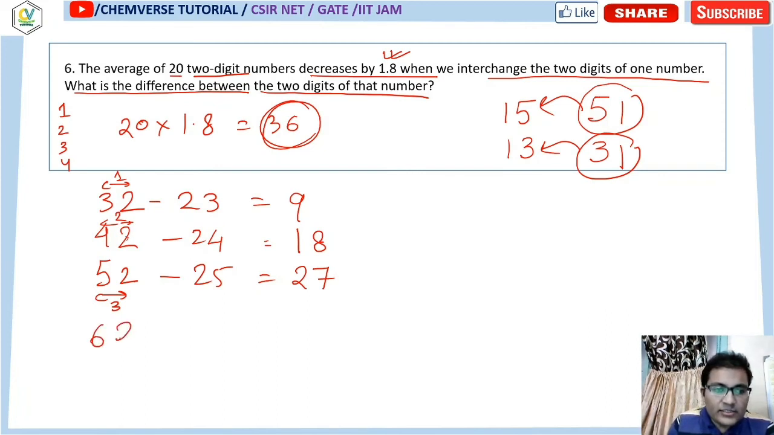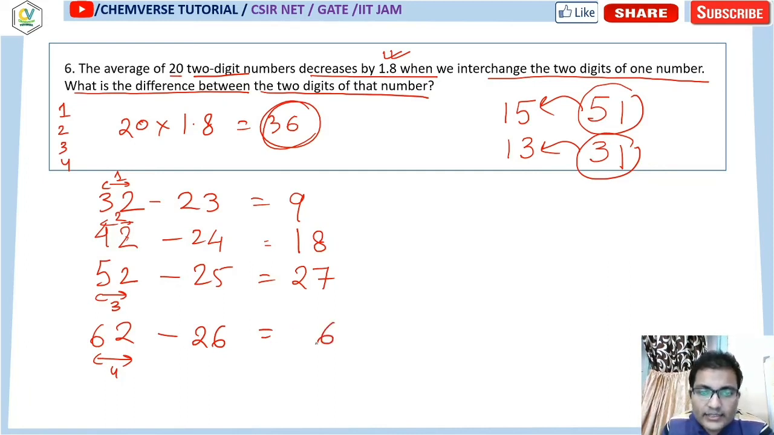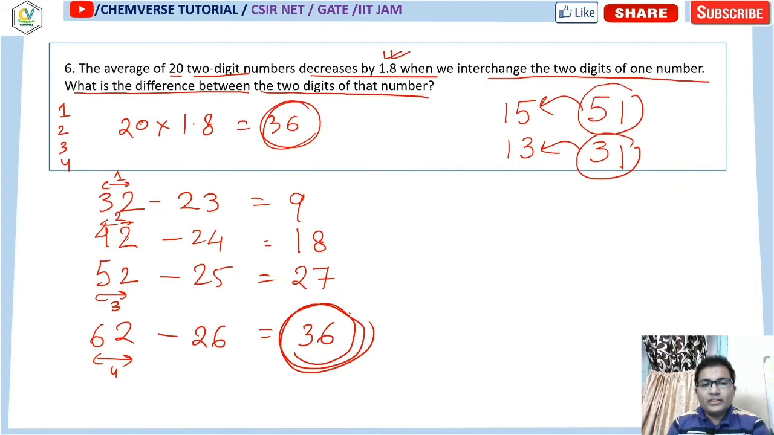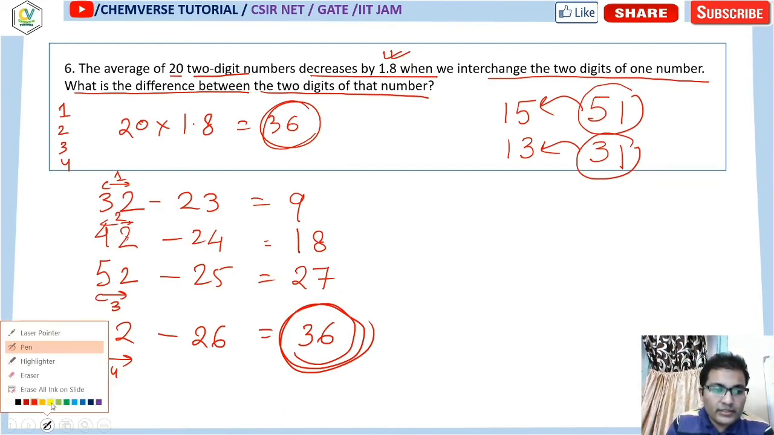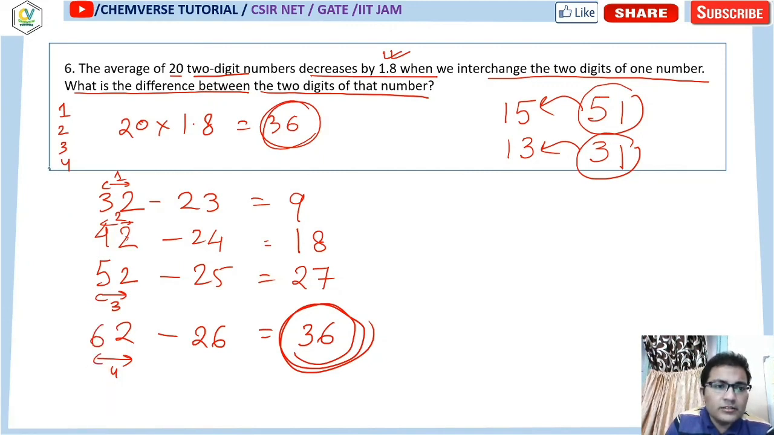Now I am taking 62, where the difference between the two digits is 4, and I am subtracting 26 from it by interchanging the two digits, and you are getting 6 and 3, so 36 over here. So instead of 62, which is a hypothetical number anyway, if you take 26, then the value will decrease by 36, and that is occurring over here. So the answer is 4. The difference between the two digits will be 4.